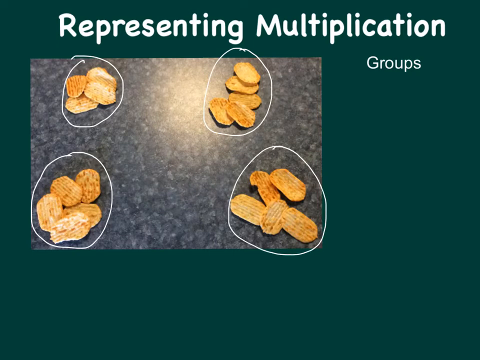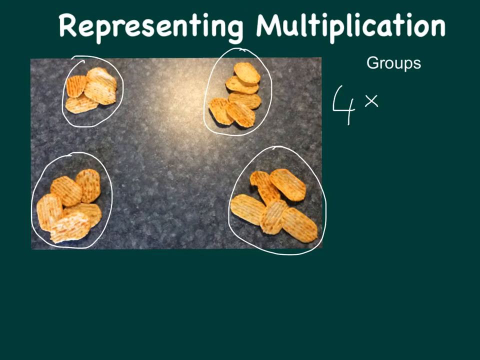Now how many are in each group? So I'll put 4 down here. Now remember we use that times, and that magic symbol tells us we need to work out how many are in each group, don't we? So how many individual little crackers are there in each group? 1, 2, 3, 4, 5.